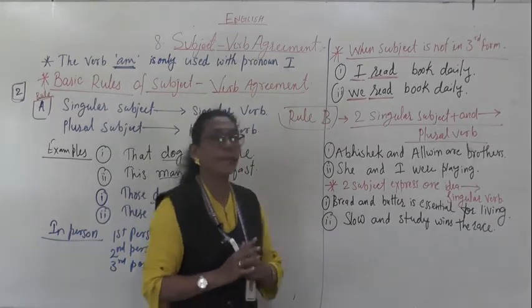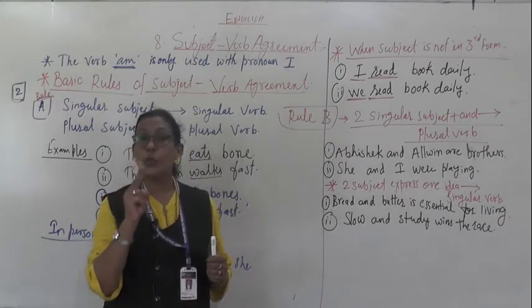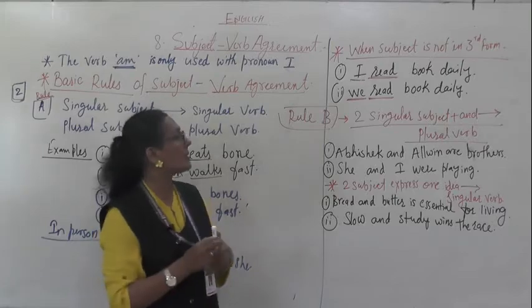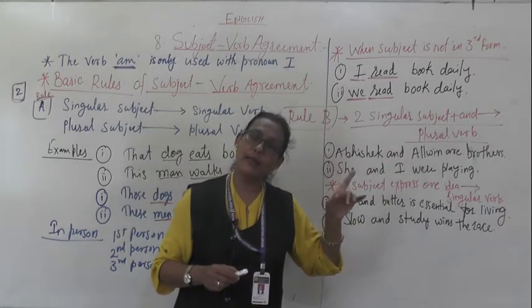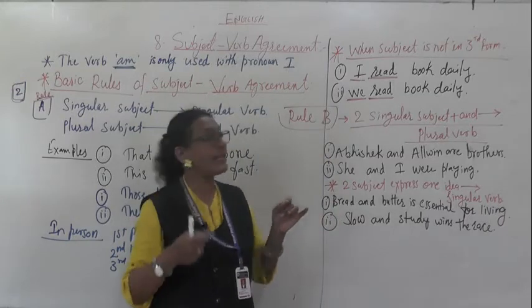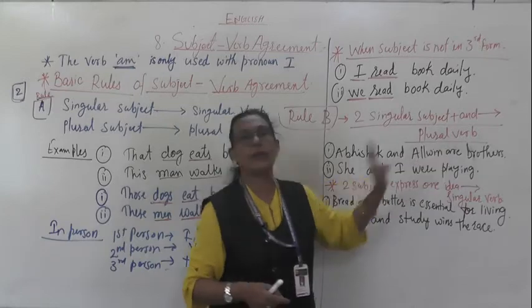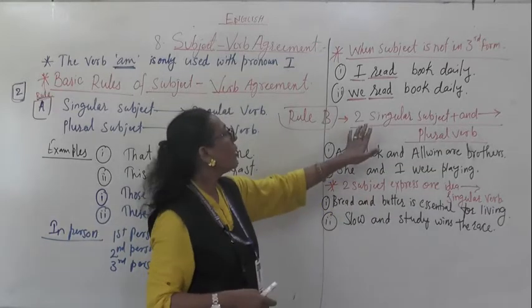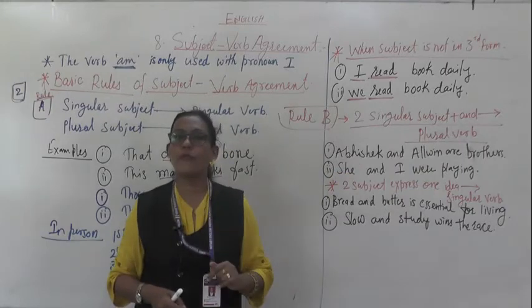Okay. Now we'll see rule number B, that is the second rule. Singular subject plus and, two singular subjects. I am repeating, two singular subjects plus and, whenever it is there in the sentence, which verb will agree there? The plural verb will agree there. Okay, two singular subjects plus and, a plural verb agrees for that.